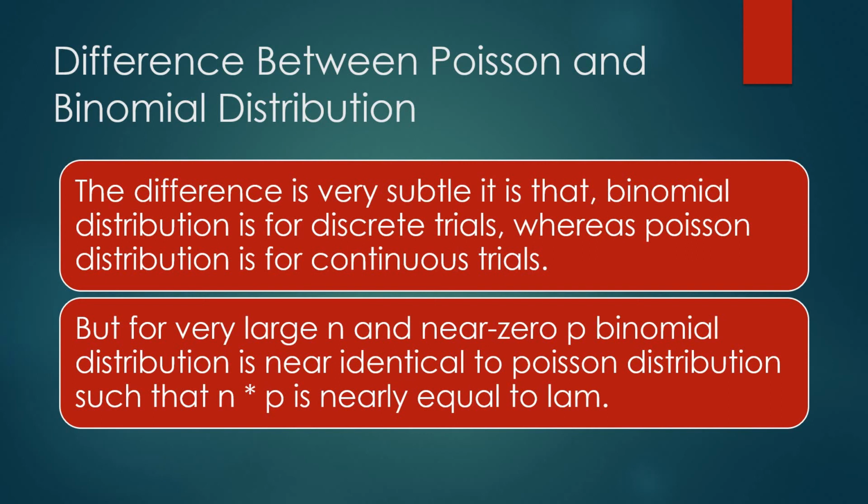Binomial distribution is for discrete trials, whereas Poisson distribution is for continuous trials. For very large n and near zero p, binomial distribution is nearly identical to Poisson distribution, so that n times p is nearly equal to lambda.